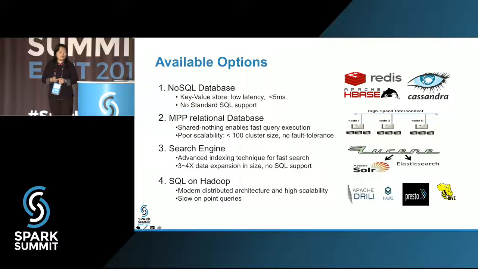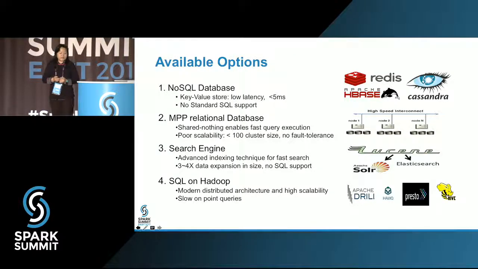First one is NoSQL databases, which are like key-value stores, and they generally offer very low latency on write, and also on read for key lookup. But they generally don't offer standard SQL support. The second category is traditional MPP relational databases, which with a shared-nothing architecture enable very fast query processing. But they generally suffer from poor scalability and don't offer fault tolerance.